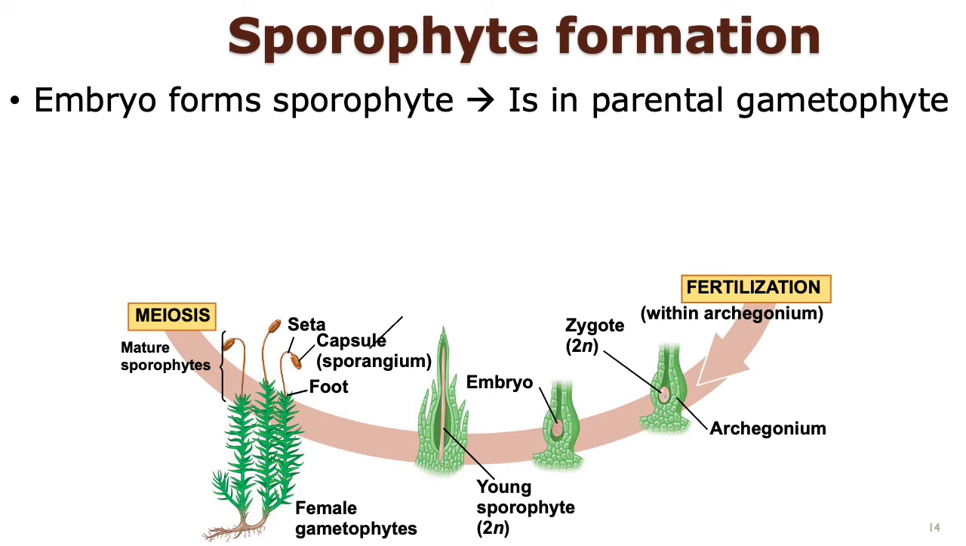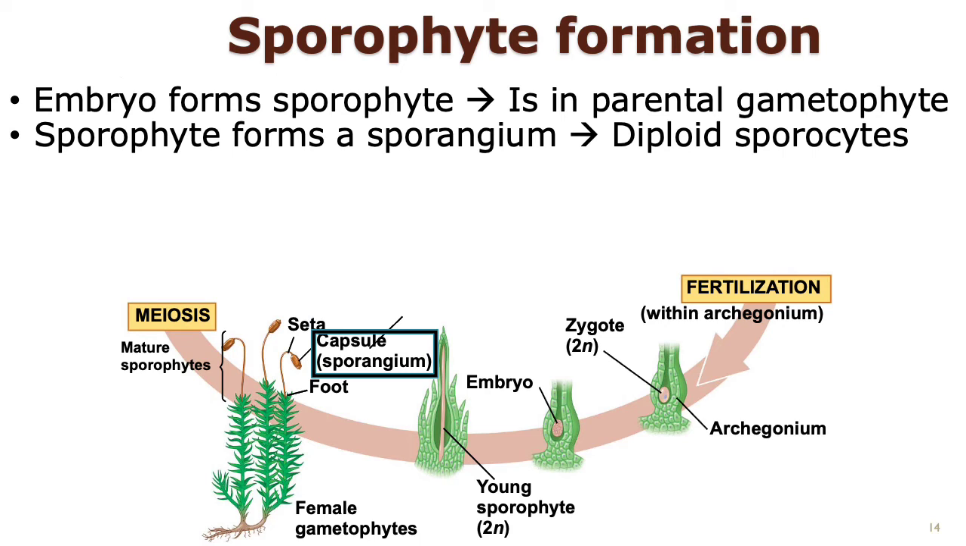Once the embryo is formed, the process of forming the sporophyte begins, and this occurs while it is within the parental gametophyte. Here we can see in the picture, in the box, that the embryo has formed into a young sporophyte, and this sporophyte is diploid because it arose from a diploid zygote. Now, as this young sporophyte grows, it undergoes maturation, and it's able to form different structures that we can see, which are the foot, the seta, and the capsule.